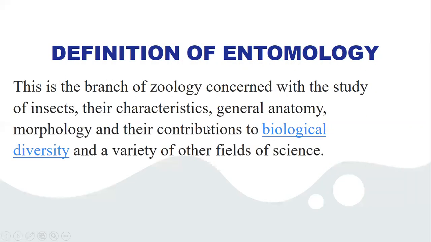Now, in the definition of entomology, let's ask ourselves, what is entomology? We find that entomology is a branch of zoology which concerns the study of insects, their characteristics, general anatomy, morphology, and their contributions to biological diversity and a variety of other fields of science. Simply, it's just a branch of biology that deals with the study of insects.